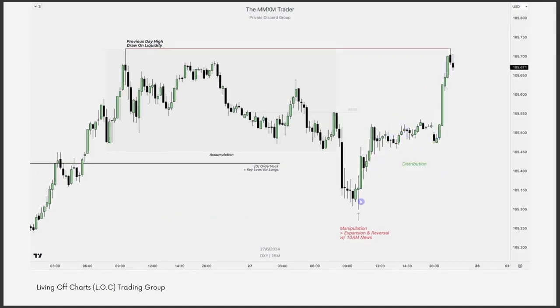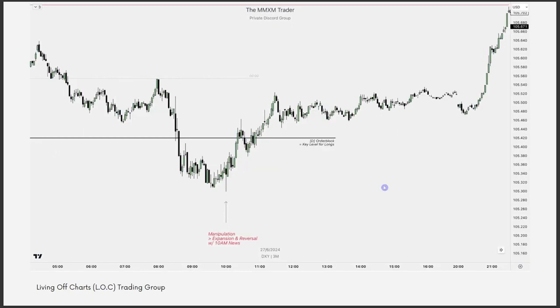So the distribution phase that comes from that 10 a.m. news is that reversal after that manipulation phase, right? So keep an eye on those consolidation areas, an eye on the expansion areas, and identify, is this actually an expansion or a retracement, right?